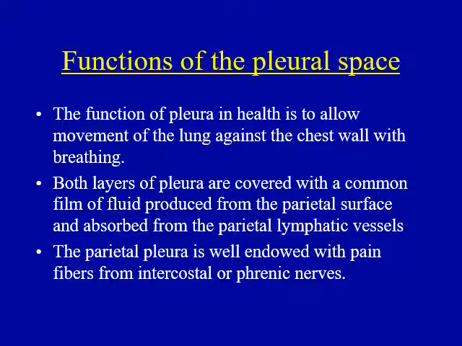What is the function of the pleura? The function of the pleura, in health, is to allow the movement of the lung against the chest wall with breathing. Both layers of the pleura are covered with a common film of fluid which is produced from the parietal surface, and this is absorbed by the parietal lymphatic vessels. The parietal pleura is well endowed with pain fibers from the intercostal or phrenic nerve. So if the parietal pleura is involved by infection, it can cause pain called pleuritic chest pain.